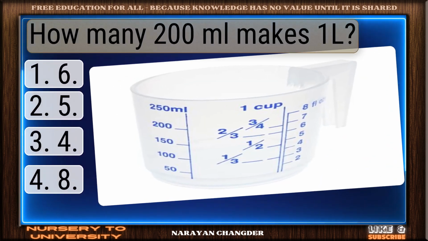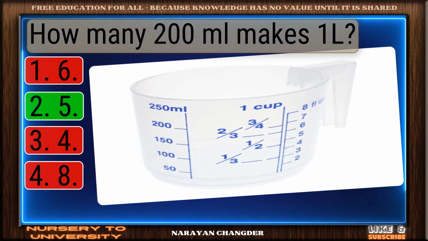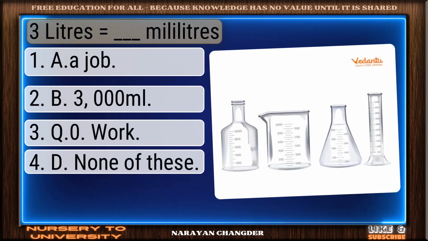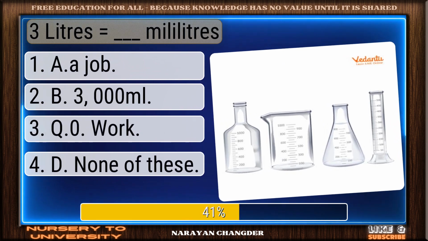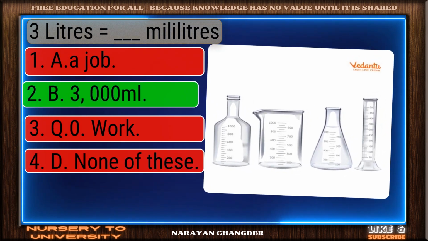How many 200 ml makes one liter? Sharp thinking. 5 is the right choice. 3 liters equal to dash milliliters. Good thinking. 3000 ml is the right answer.